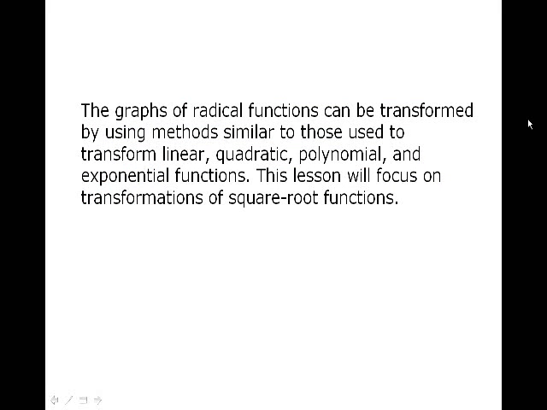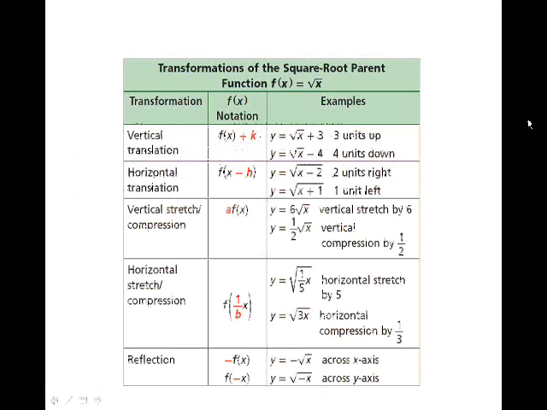The graphs of radical functions can be transformed by using methods similar to those we've used before with linear, quadratic, polynomial, and exponential functions. But for this lesson, we're just looking at the square root functions and the transformations of these. Okay, don't let this table overwhelm you. You have seen most of this before.